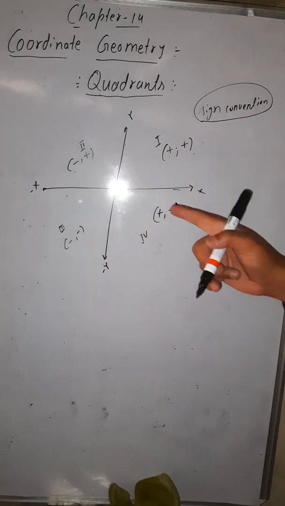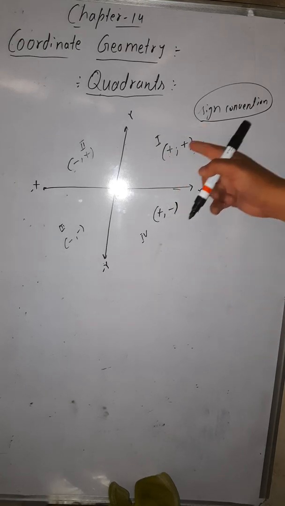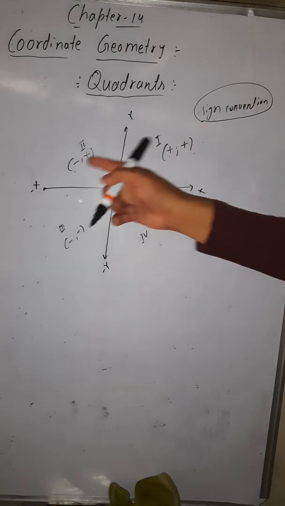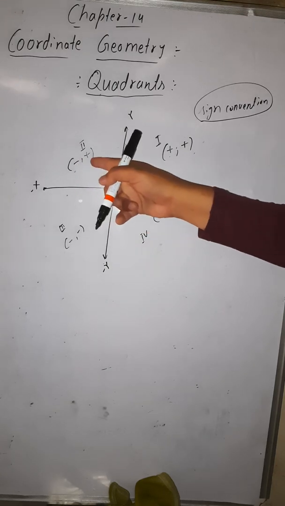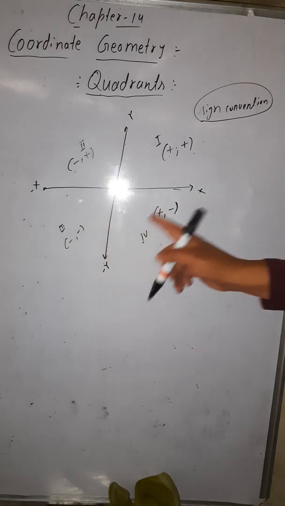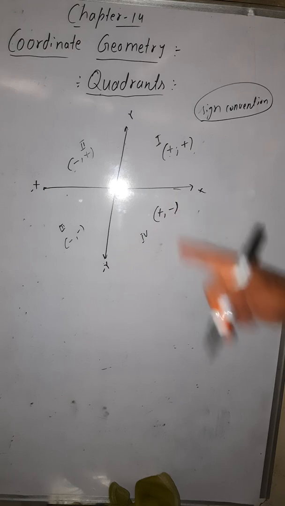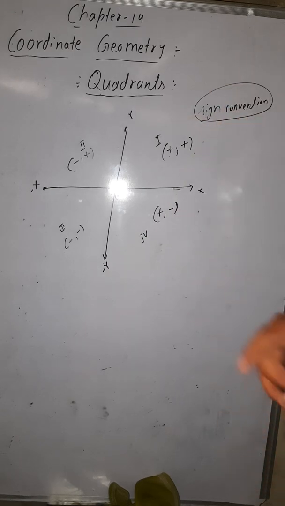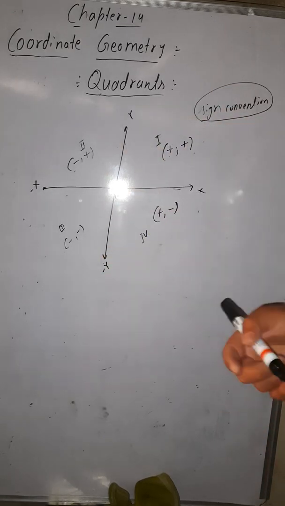Are you getting this? First quadrant, x coordinate as well as y coordinate both will be positive. In the second, x is minus and y is plus. Third one, both negative. And fourth one, x is plus and y is negative. So this is how, this is the sign convention in the different quadrants.